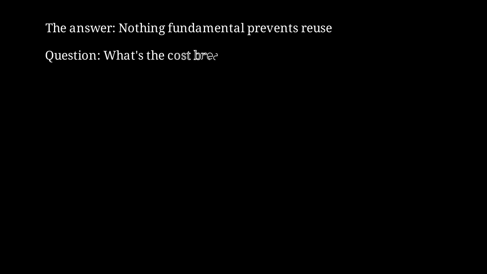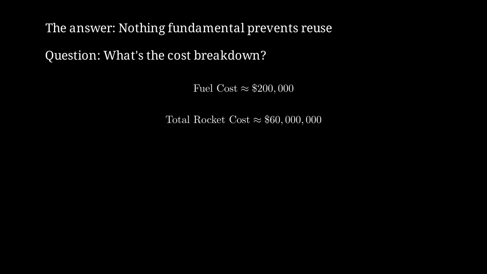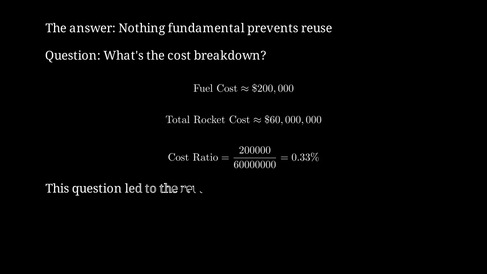He asked another question. What's the actual cost breakdown of a rocket? The fuel cost for a Falcon 9 is only about $200,000. But the total cost of the rocket is about $60 million. That means fuel is only 0.33% of the total cost. This is like throwing away a 747 after every flight because you used up the fuel. By asking the simple question and not accepting the industry consensus, Musk revolutionized space travel.